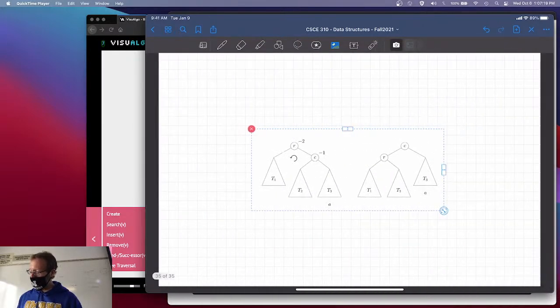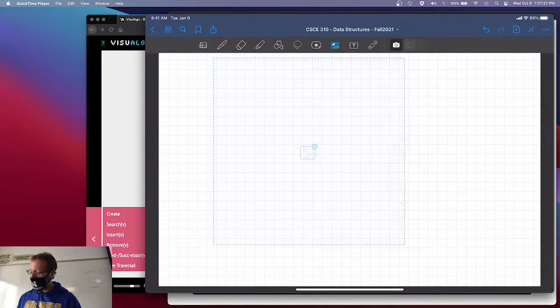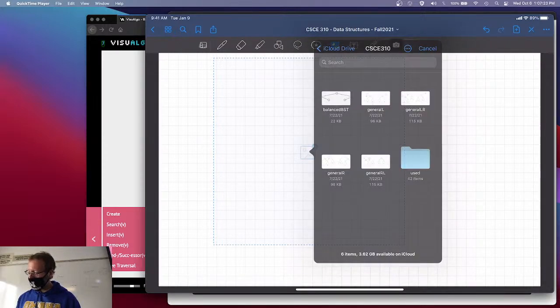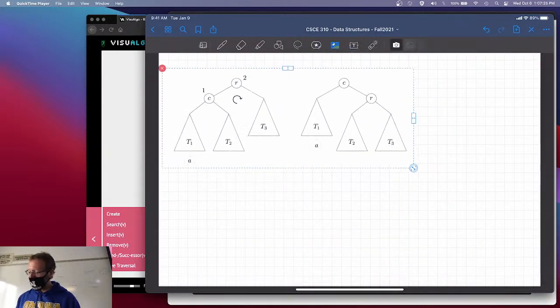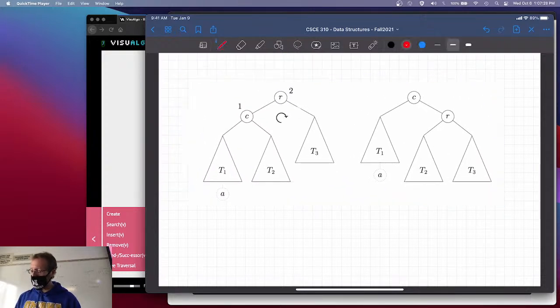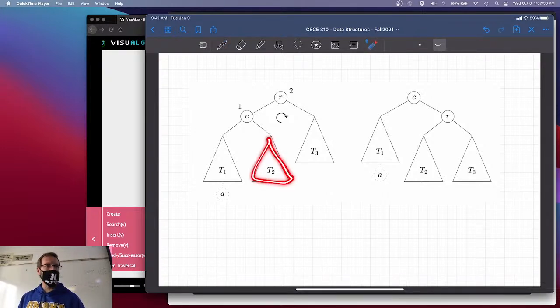The general left rotation was exactly that. So, general right rotation, there we go. And it's fun making these things, right? Somewhat. It is just the mirror image of it, where T2 swings over to become the new left child of R.